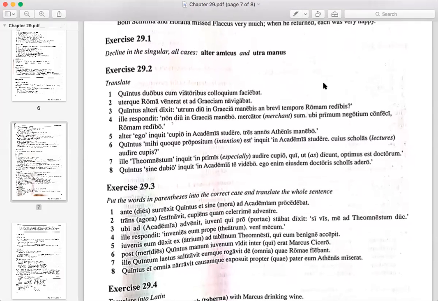Now we're going to go over 29.1, decline in the singular for all cases, alter amicus and utra manus. I'm going to switch over to a Word document. This is in your grammar assignment for the chapter. So if you just want to type along, or you can write it down and send me a picture of that, that would be great. I'm going to start a new share.